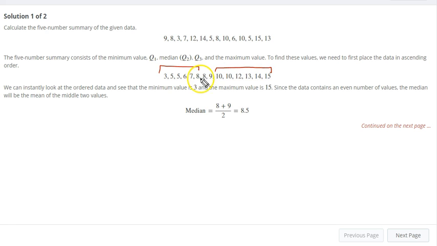And then we're going to take our two middle, since it's an even number of data, 8 and a 9, add them together, divide by 2. This gives us our middle item. Now we know our end item is a 3. Our last item is a 15. So we've got two of them so far. Now we have the middle one, which is 8.5.